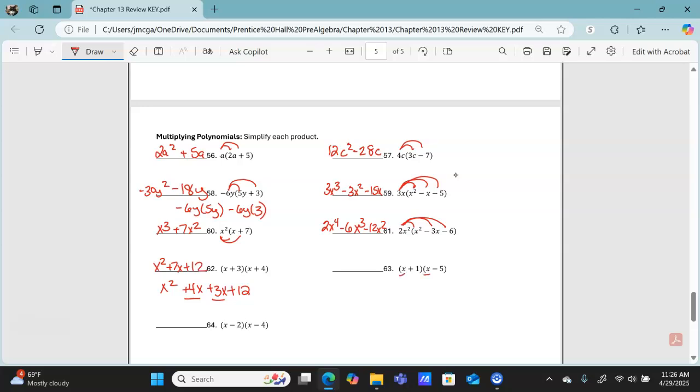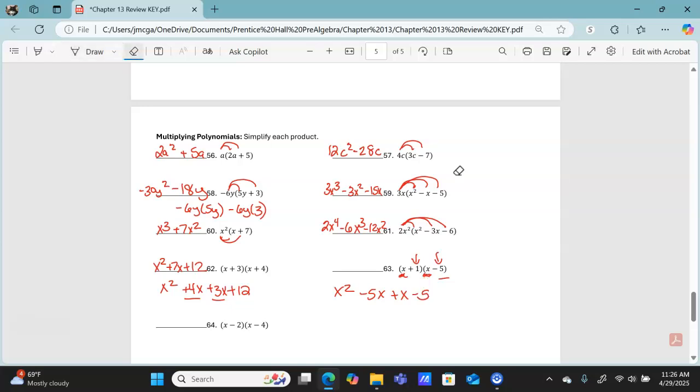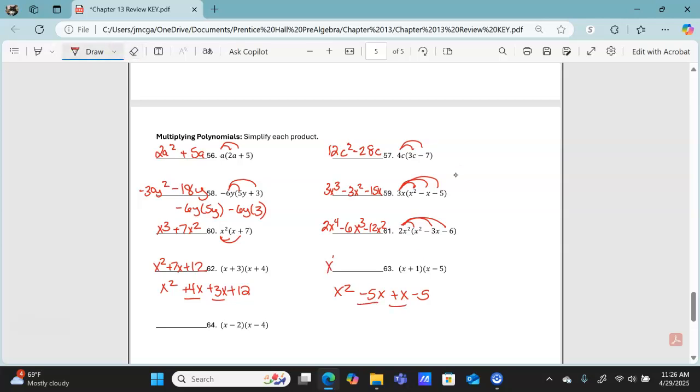Again, first, then outer, then inner, then last. And combine your like terms of negative 5x and a positive x. The signs are different, so I'm going to find the difference and keep the sign of the larger, so I'm going to have negative 4x.